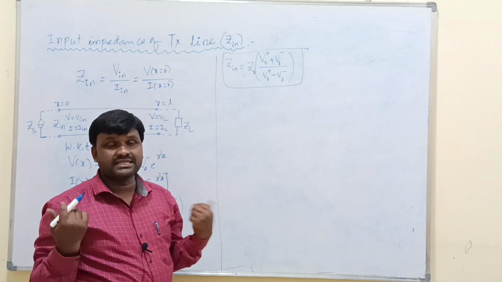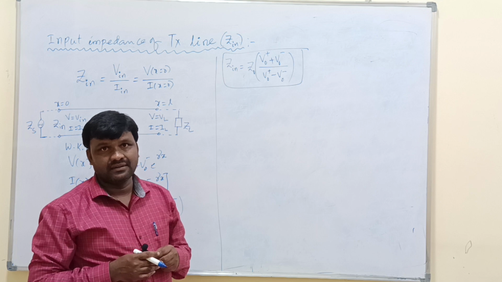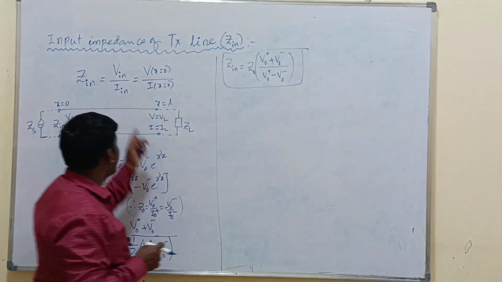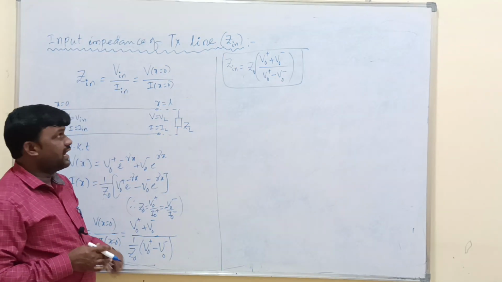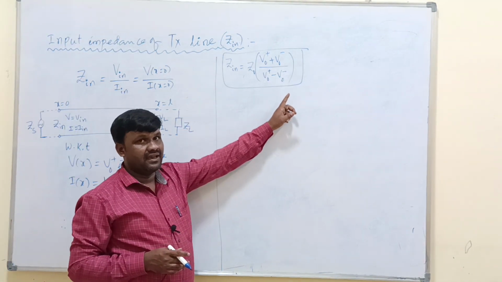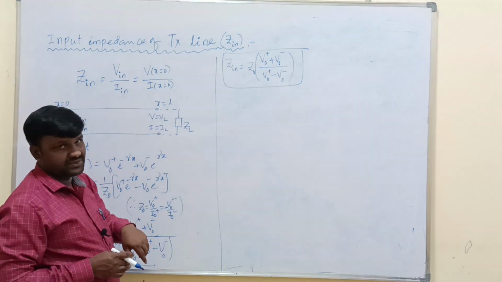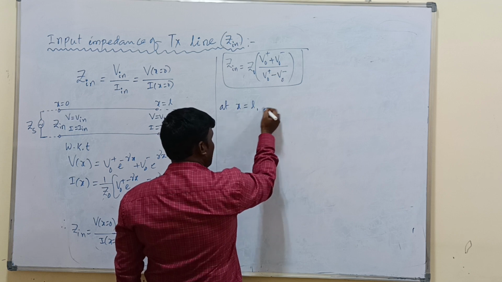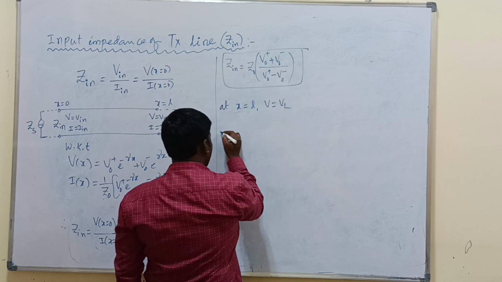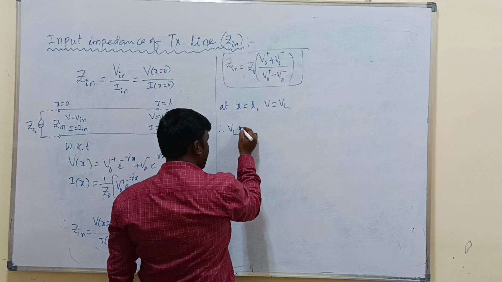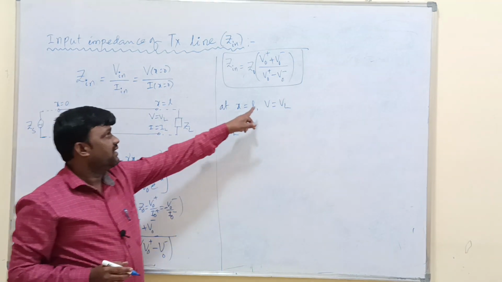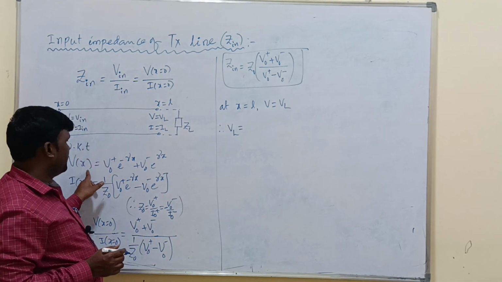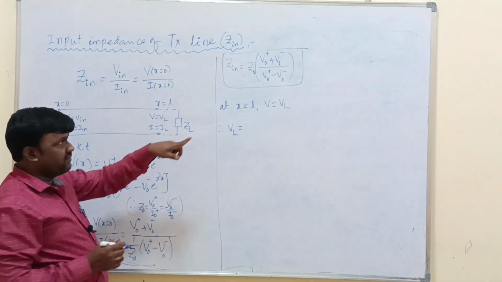How can we find V naught plus and V naught minus? We got this Zin by substituting at x equal to 0. In order to get V naught plus and V naught minus, let us go for x equal to L substitution. At x equal to L, V equals VL. Therefore, VL is nothing but V at x equal to L. That means, in V of x, let us substitute x equal to L, and then you will get V as VL.